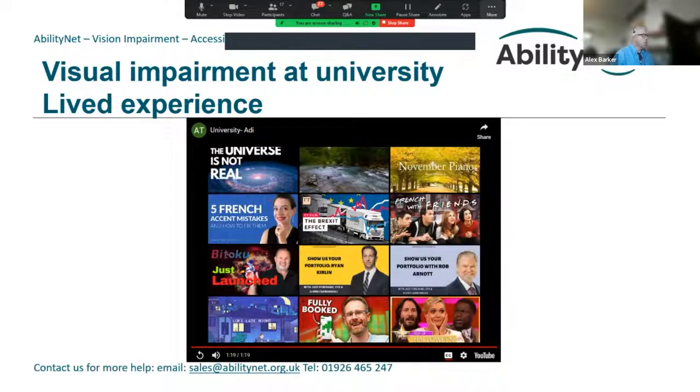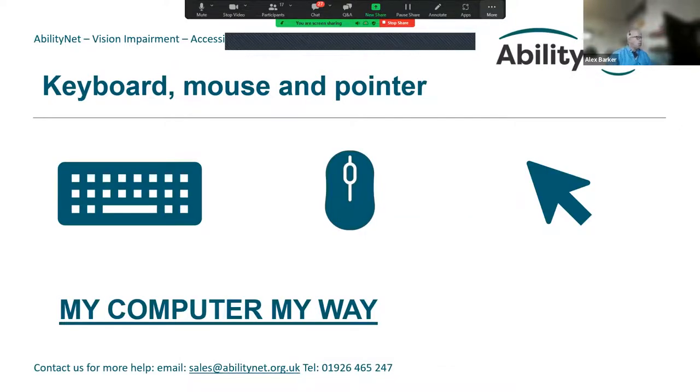Okay. Go on, Alex. So let's think. We've heard from Addy's experience and I've given you a bit of my experience. But the great thing is that it's fairly easy to improve accessibility. So let's give a couple of examples.